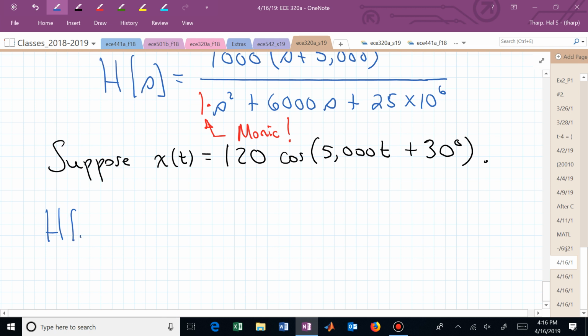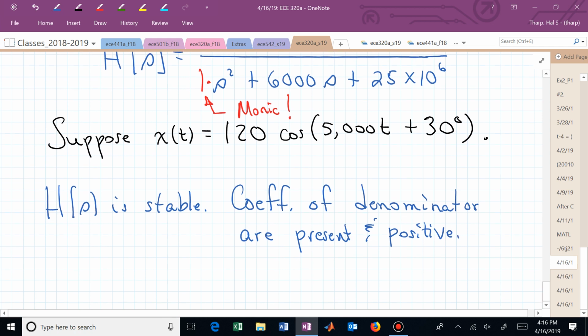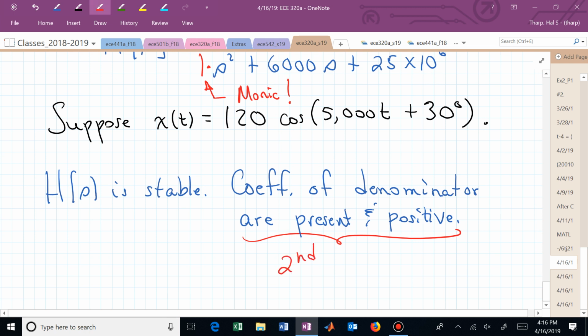I can now say that H(s) is stable because the coefficients of the denominator, that's what influences stability, are the poles or the denominator roots, are present and positive. And we can use that because we had a second order polynomial that was monic.